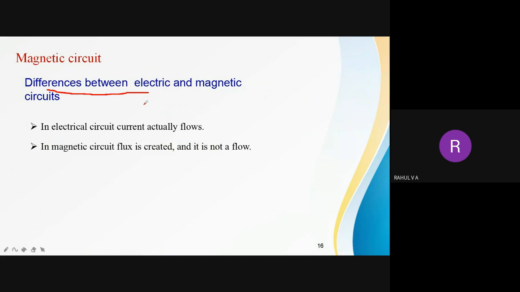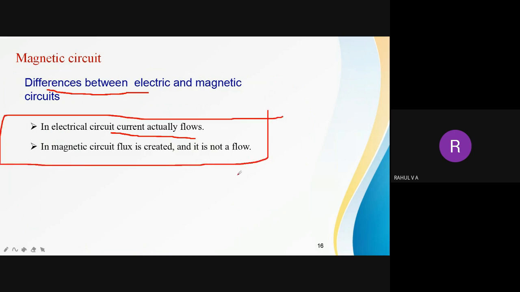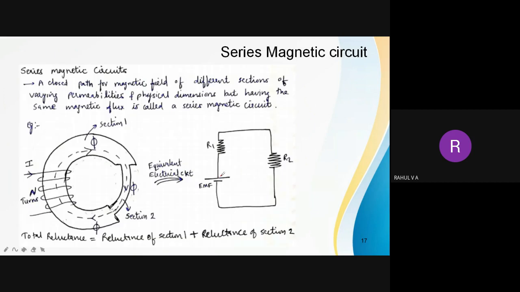Okay, and similar to that, we have a difference also. There are two differences when we are comparing an electric circuit and a magnetic circuit. One is, in an electric circuit current actually flows, but magnetic flux is building up. Okay, so that is the main difference. So then we have learned what is a series magnetic circuit.